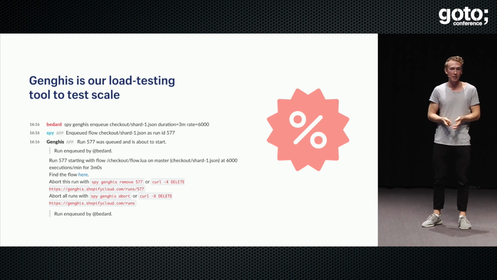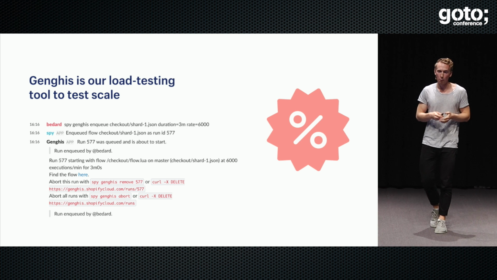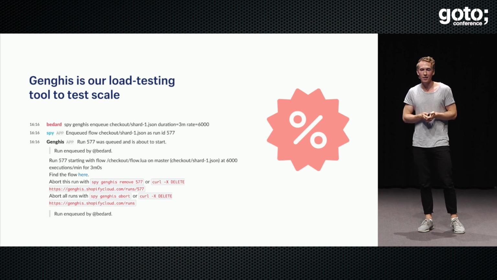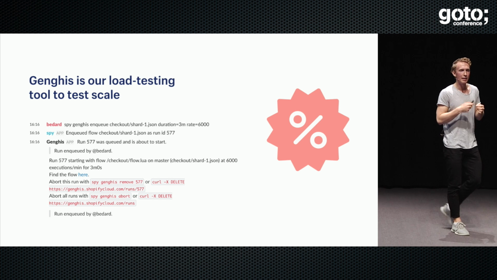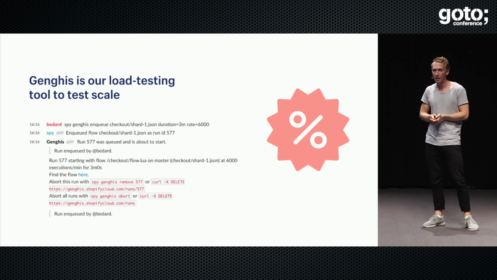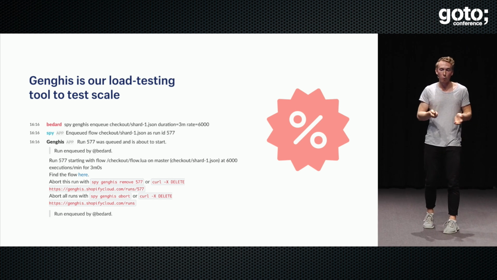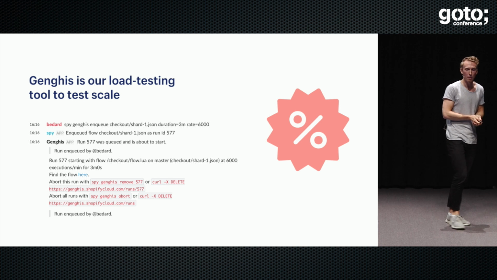The interface to this is really simple. We have a Slack bot which just responds when you tell it to enqueue some Lua script. The JSON file that you're enqueuing describes which Lua script to use, which store to target, how long to do it, and at what rate. How many of these executions do you want per minute?